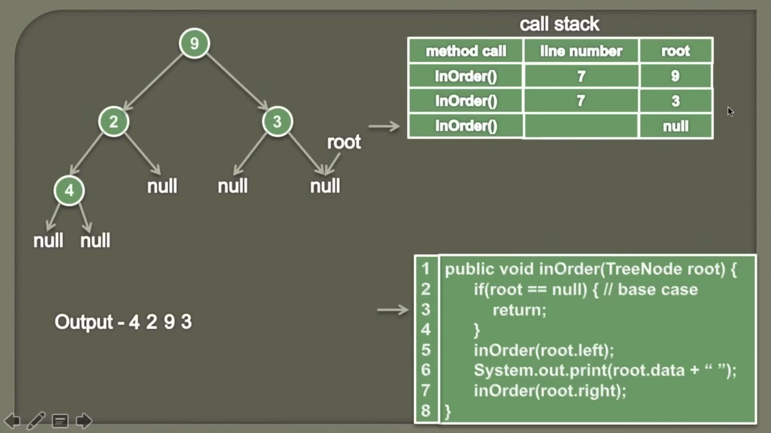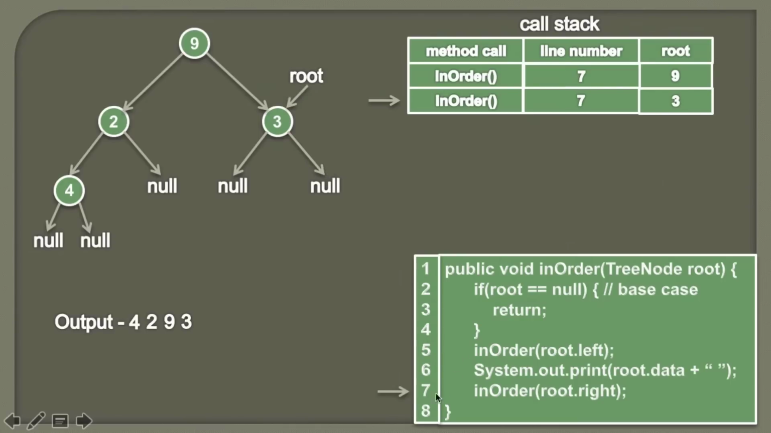And when we return, we know that this method will be removed completely from the call stack, and the point of execution reaches here. So we know that we'll execute this method from the line number 7, and we also know that at that moment root was pointing to 3. So now root will point to node 3, and then we'll start executing from the line 7. So when we reach to the line 8, we know that we have completely executed this inOrder method. So this will be removed from the call stack.